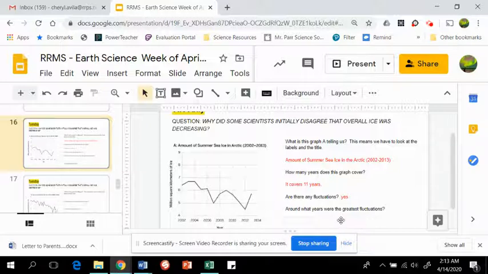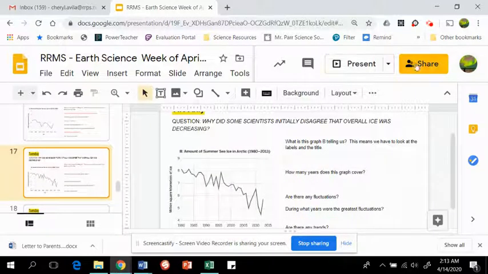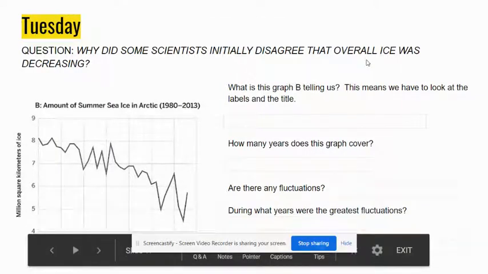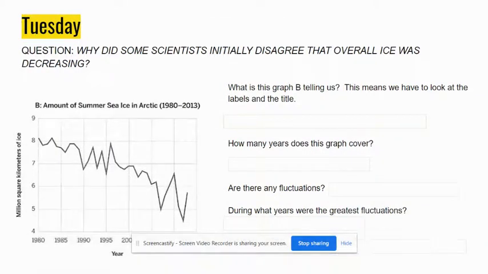Looking at biggest differences here, that would be 2006 to 2009 and 2009 to 2012. I'm going to go to this one so you can see the graph better. Okay, so here we have another graph, a different graph.